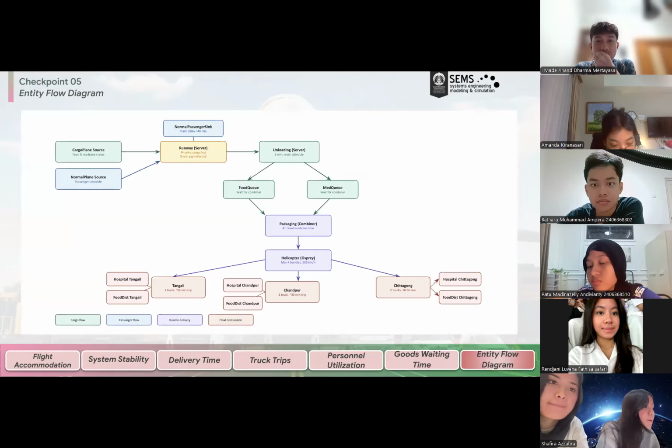As for the entity flow diagram, this diagram summarizes the entire process. Relief supplies arrive by cargo plane, are unloaded and bundled, transported by helicopter, and finally distributed by trucks to each destination city. The model helps identify bottlenecks and evaluate system performance under disaster conditions.